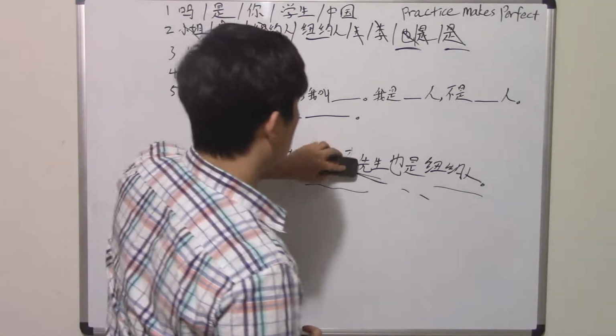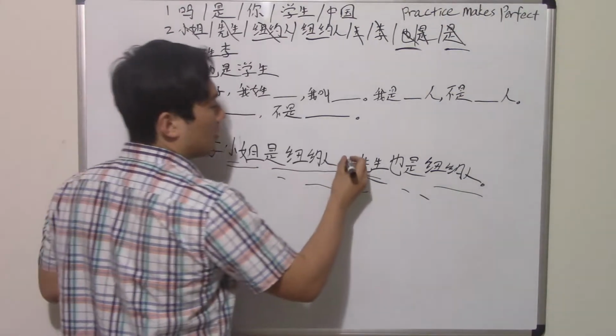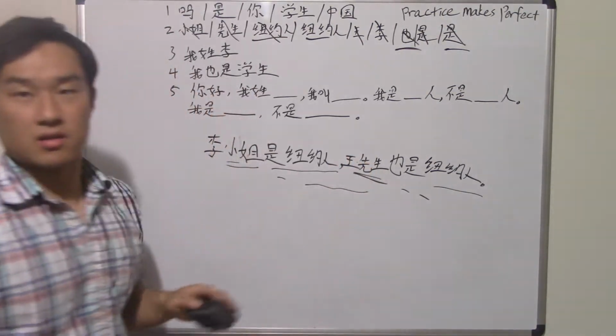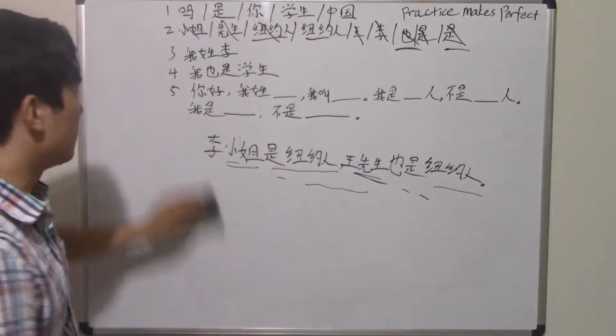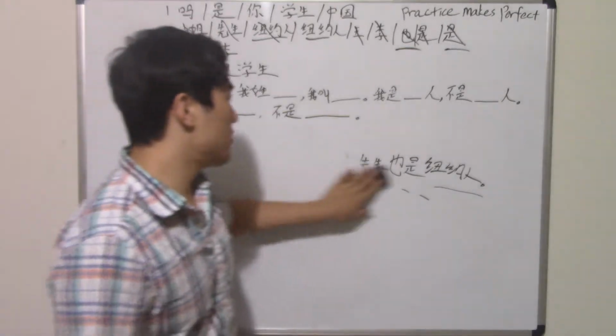Okay, or you can simply change the last name to 李小姐. So Miss Li is a New Yorker and Mr. Wang is also a New Yorker. Okay, so that is how you do number 2 here.